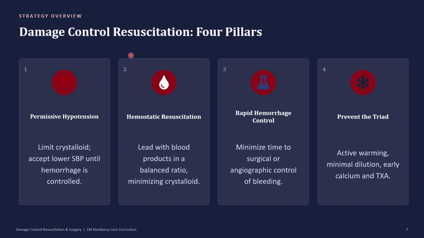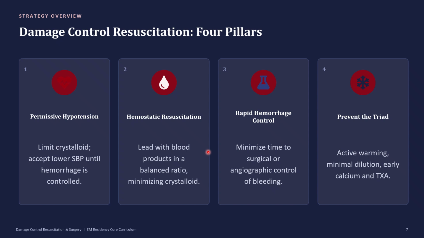Damage control resuscitation has mainly 4 pillars. We have gone through them already. Permissive hypotension: we are going to limit the crystalloids, accept a lower systolic BP until the hemorrhage is controlled. Then comes hemostatic resuscitation, wherein you limit the crystalloids and transfuse blood for blood. Lead with blood and blood products in a balanced ratio.